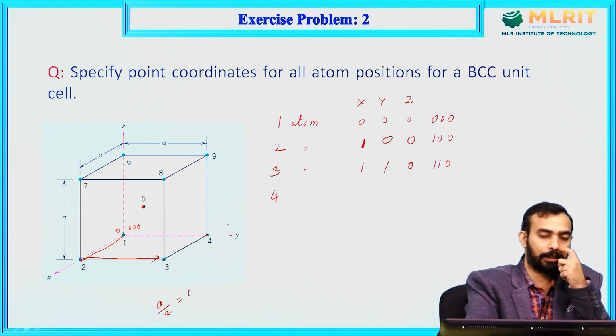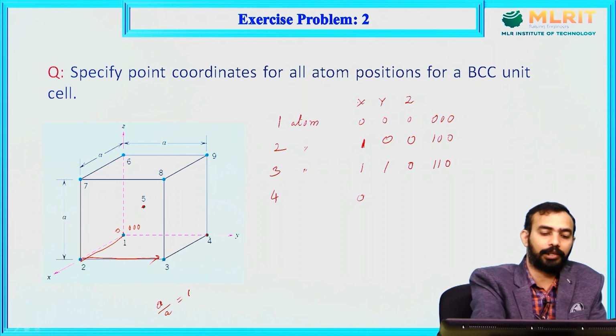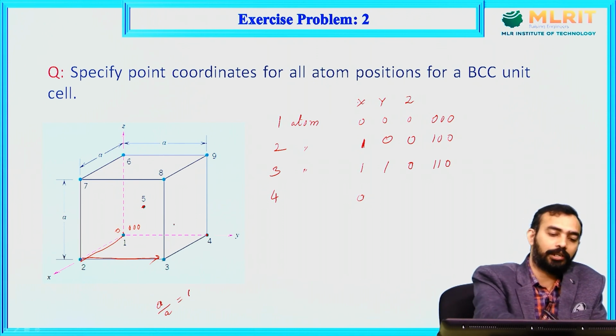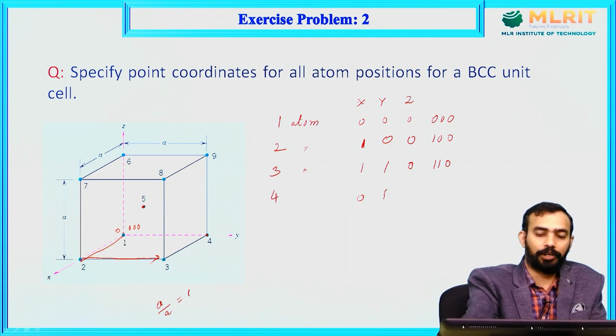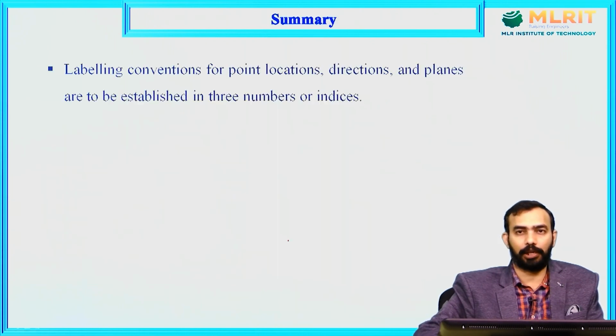There is no movement in the x direction, so that will be 0. In the y direction, complete B, complete A, that is moved, so 1 unit you have moved. And then in the z direction there is no movement. So the coordinate will become 0, 1, 0. Similarly, everything I have calculated, I have tabulated for you.